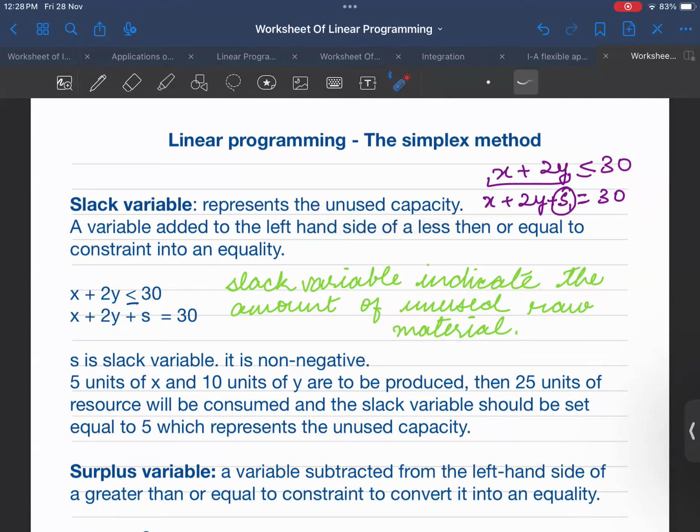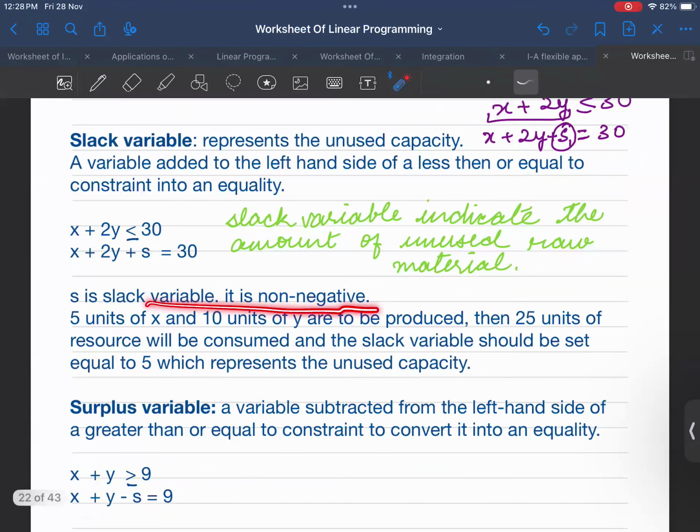In this case, we are saying it's a machine. Suppose the previous question which we had done, we say this is the unused machine hours. So S1 is a slack variable. It is non-negative. Suppose 5 units of X and 10 units of Y are to be produced. Then 25 units of resources are consumed. How? See, our X is 5, plus 2Y is 10. It's saying 5 units of X and 10 units of Y are produced.